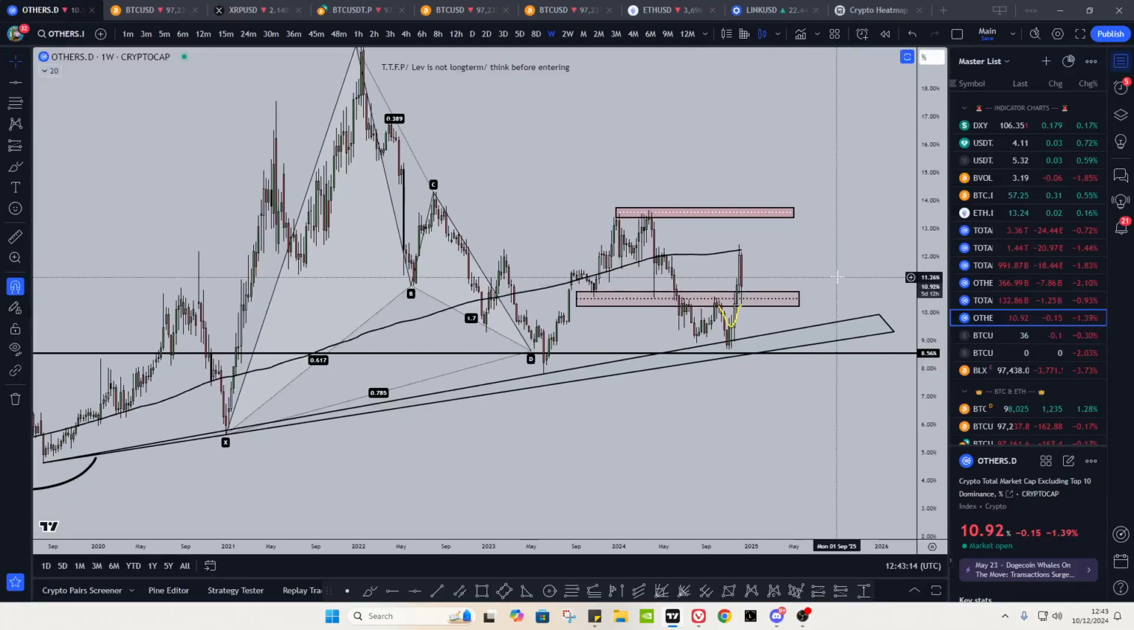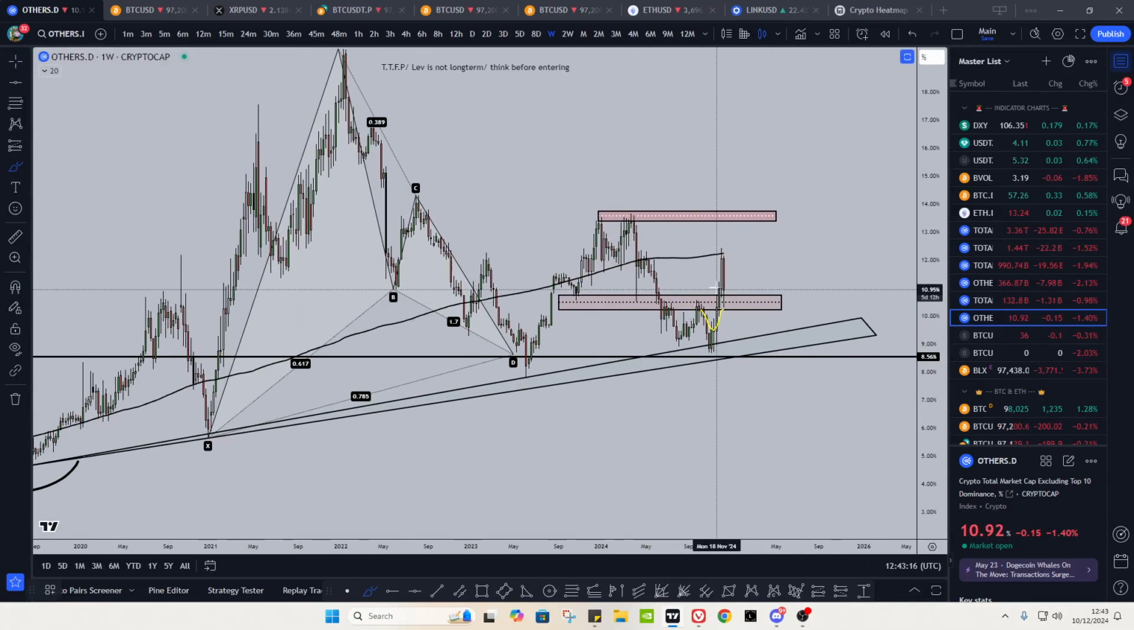Last but not least, others dominance. We looked at this last week as well, right? We said we're at the range mid. Don't do anything stupid here. So look what happened. We went to the range mid, right there. We rejected, and the retest scenario. So what I said was we either get this or we get this for others dominance, right?